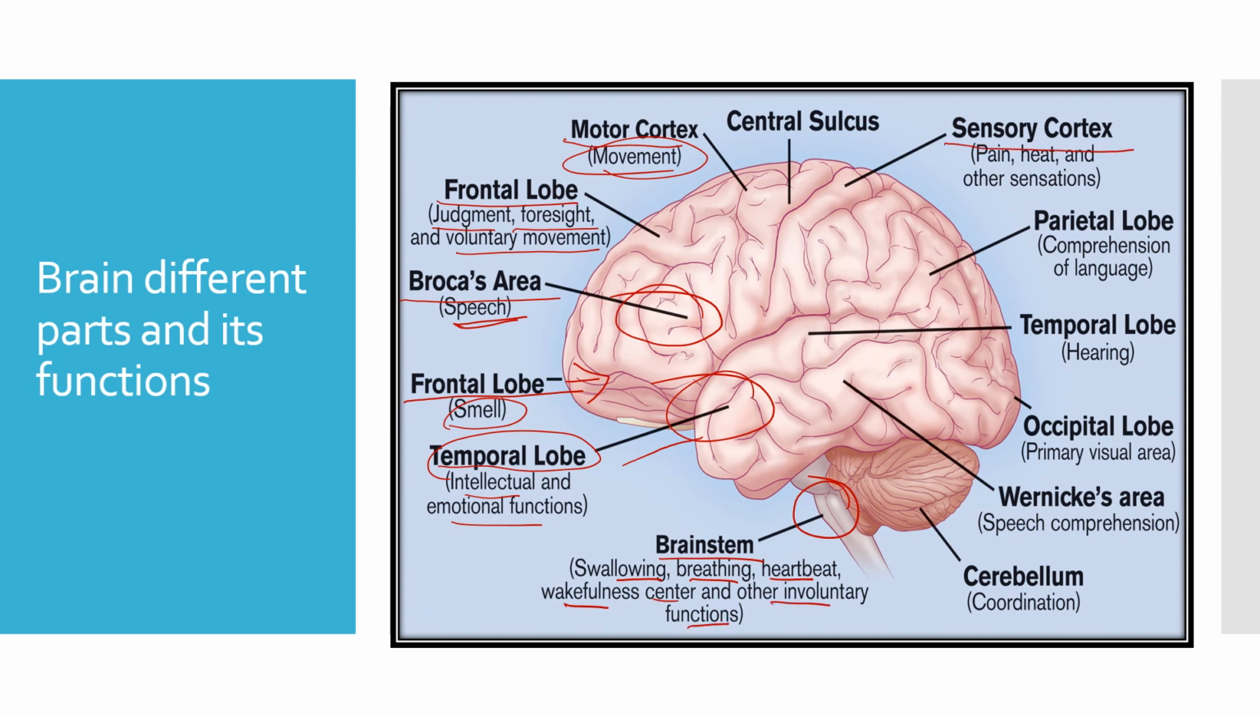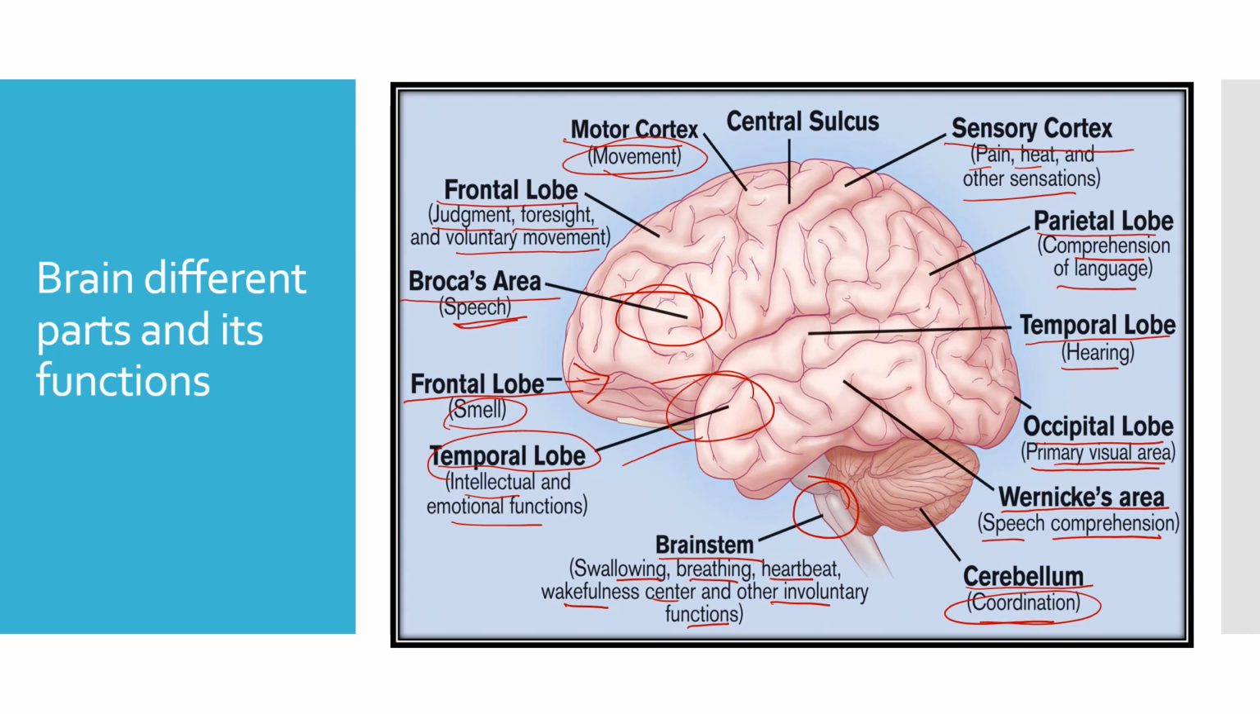The motor cortex is related to movement, whereas the sensory cortex is related to pain, heat and other sensations. The parietal lobe is related to comprehension of language. The frontal lobe is related to judgment, foresight and voluntary movements. The temporal lobe is related to hearing, the occipital lobe is related to the primary visual area, Wernicke's area is related to speech comprehension, and the cerebellum is related to coordination of muscles.